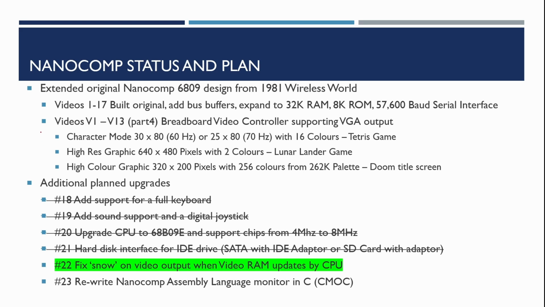In the previous videos, which I've covered over the whole series, we developed a video controller card that has a character mode that is based at 30 lines times 80 characters with 16 colours, and we developed a Tetris game to run on that. Then did a high-res graphic mode, so 640 by 480, and that just has two colours, a Lunar lander game there. And then finally we did the high colour graphics, 320 by 200 pixels with 256 colours, and that uses a 262,000 colour palette compatible with VGA, and for that we just showed the Doom title screen.